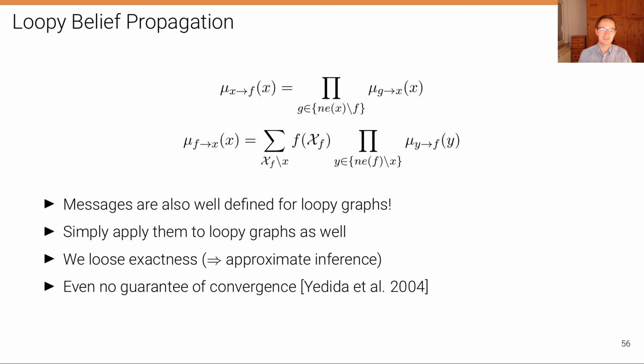And in some cases, in the simple algorithm that we consider here, there's even no guarantee of convergence. So it might actually diverge or oscillate. But often, for many problems in computer vision, this works surprisingly well, despite these violations of the assumptions.